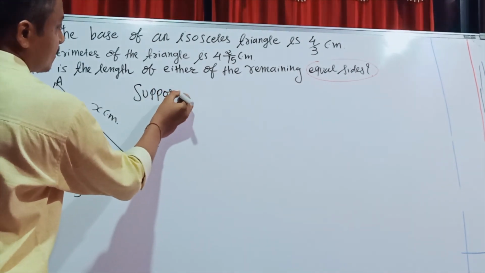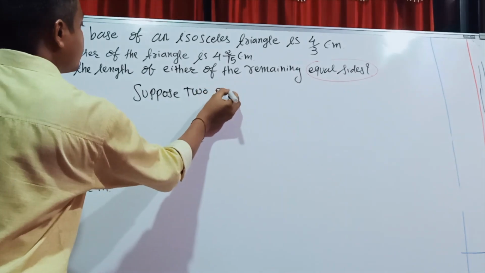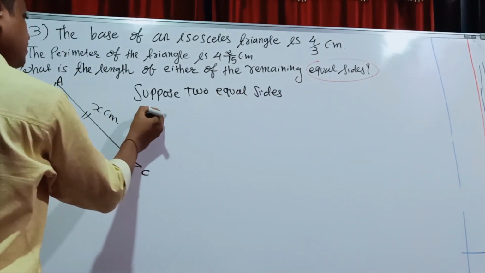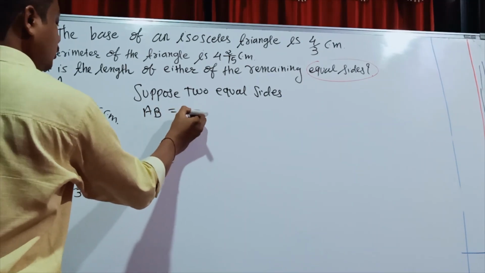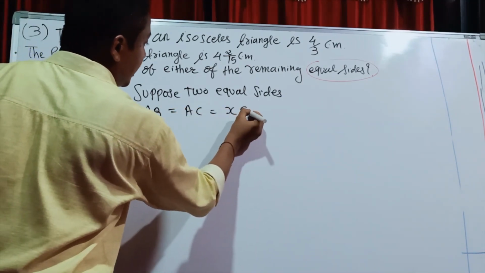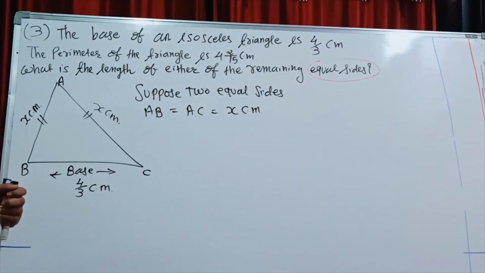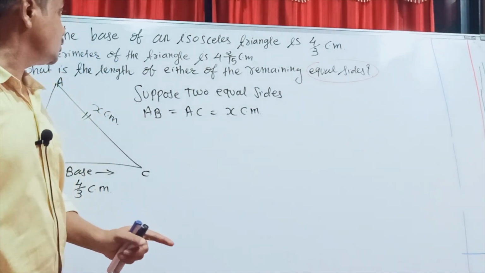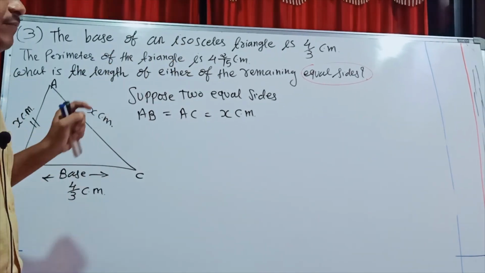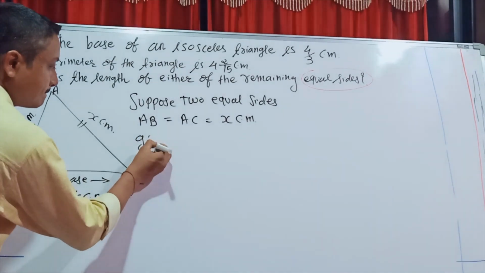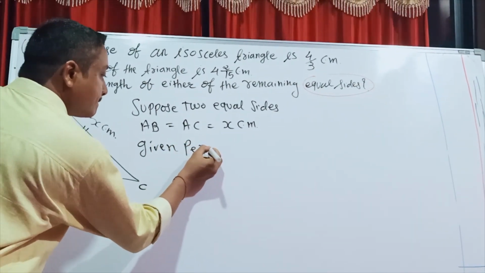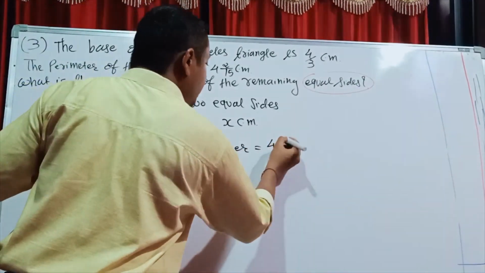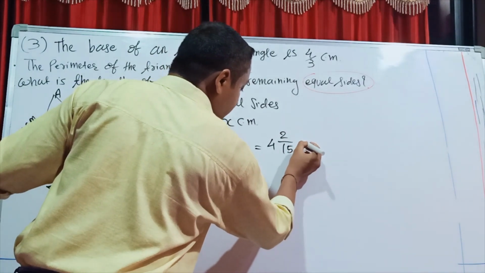Suppose the equal sides AB is equal to AC is equal to x centimeter. And the base is already given as 4 by 3 centimeter. Now students, read what the perimeter is. So given, the perimeter of the triangle is 4 integer 2 by 15 centimeter.